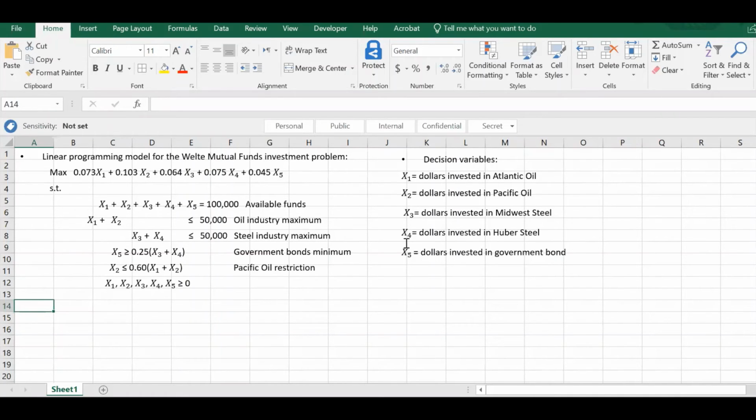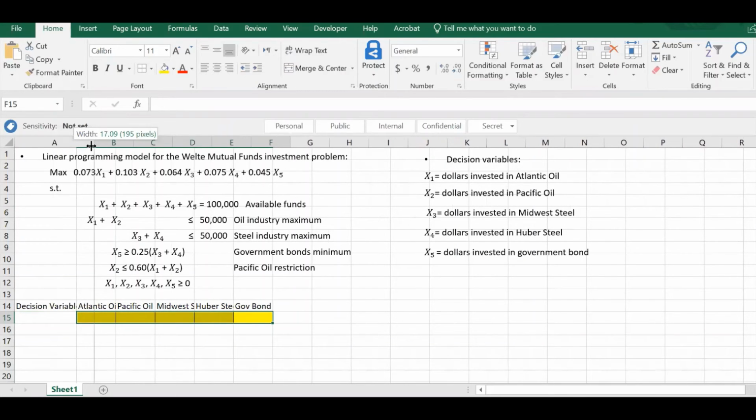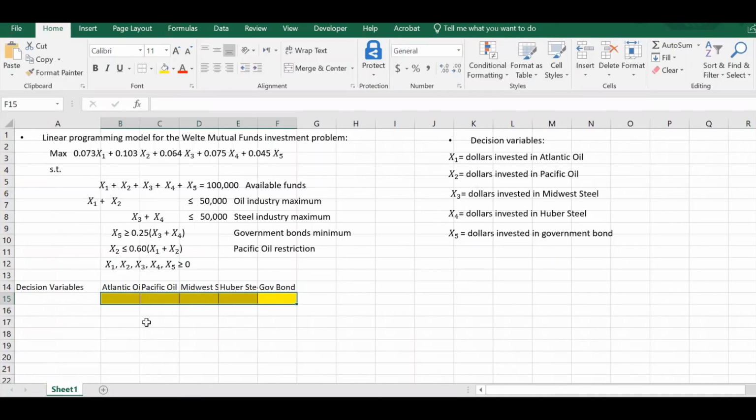First, for each decision variable, we need to have one blank cell. So decision variables, and then one for each one: Atlantic Oil, Pacific Oil, Midwest Steel, Harbor Steel, Government Bond. And then one blank cell for each one of those. All right, five decision variables. They're all continuous, they all can take decimal values.